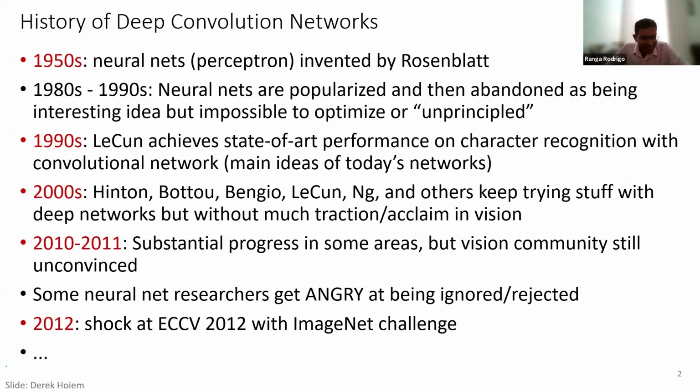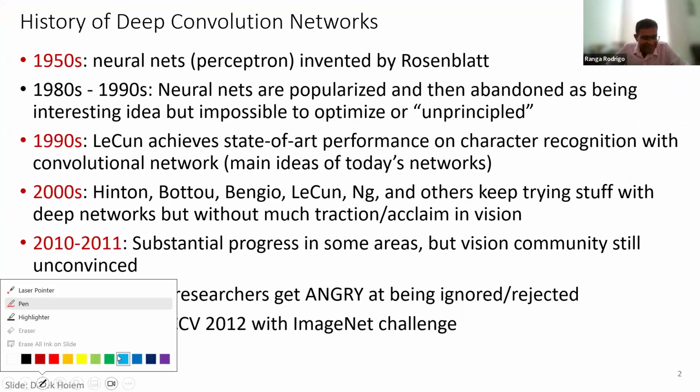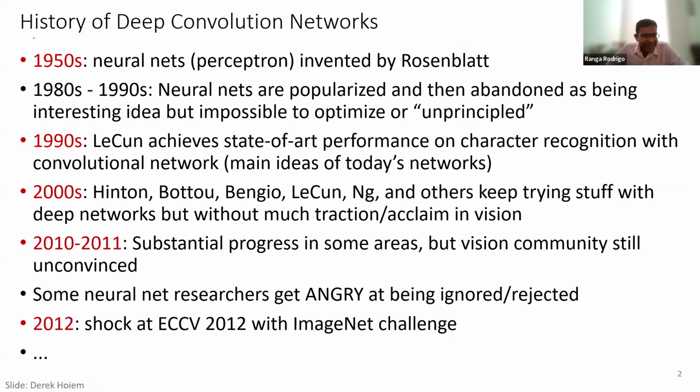Okay, so let's see what happened afterwards. 1950s, the neural nets perceptron invented by Dr. Rosenblatt. 80s, 90s, neural nets are popularized and abandoned as being an interesting idea, but impossible to optimize, so unprincipled. Yes, I also thought so actually. Those days, I didn't have this kind of understanding. In the 1990s, Professor Yann LeCun achieved state-of-the-art performance on character recognition with convolutional networks.